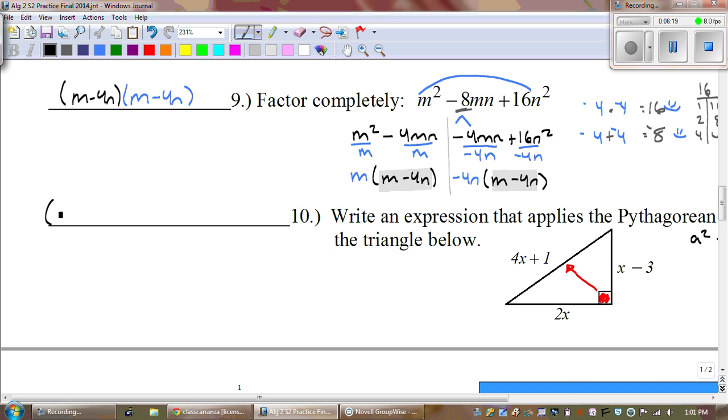So I'm just going to write the 2x first. So we have 2x squared plus x minus 3 squared equals 4x plus 1 squared. Now, all it said was to write the expression. It didn't mean we had to solve it. And guys, just so you can see, there's the ax squared plus bx, or a squared plus b squared equals c squared. Okay, so we're doing the same thing. All right, let's flip it over.